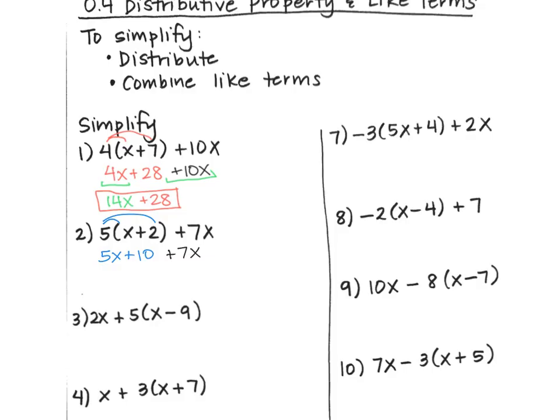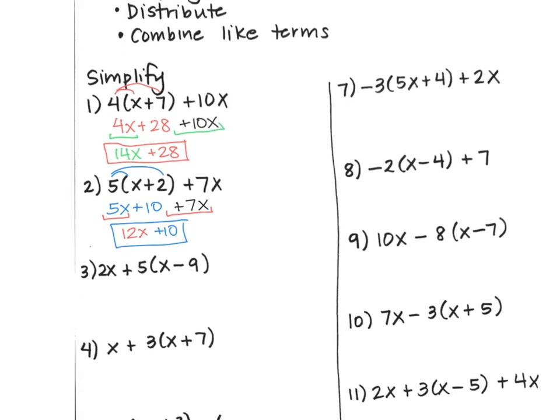Okay, now for like terms, let's see. If I start with the 5x, is there any other x's? There's a 7x. And the symbol in front matters because right here in front is a plus sign. So this is really saying 5x plus 7x, which is 12x. And then I'm going to bring down the plus 10, which didn't have a like term.